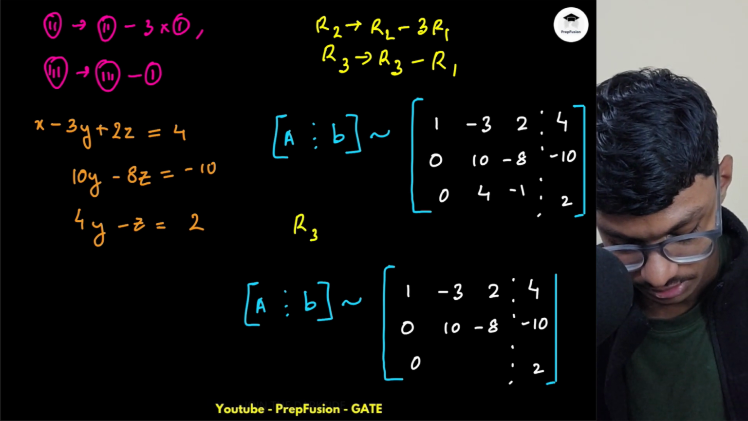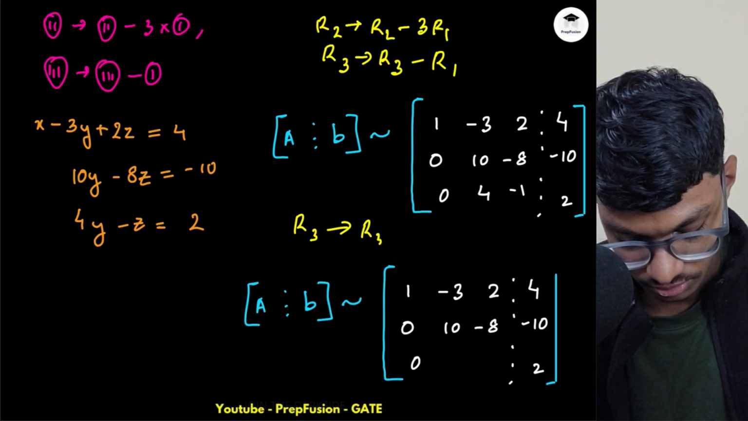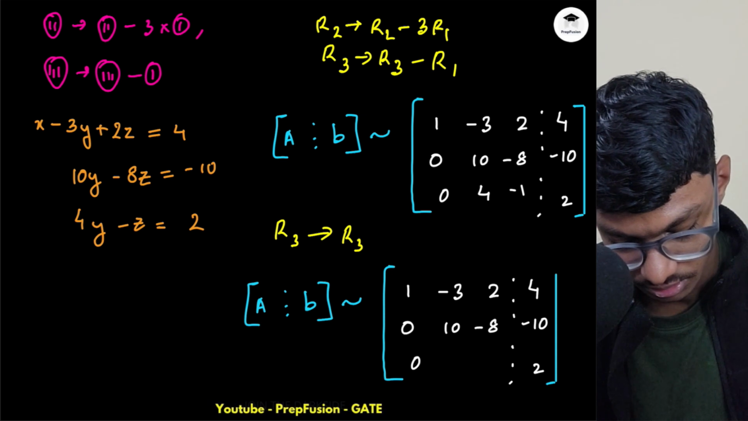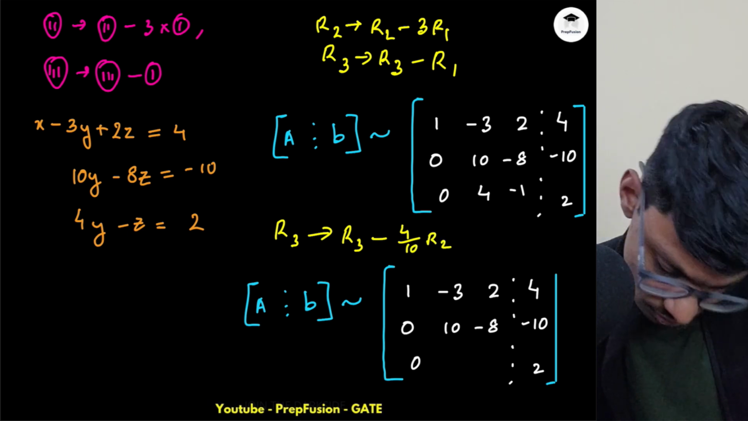Change my row 3 to row 3 minus 4 by 10 row 2.